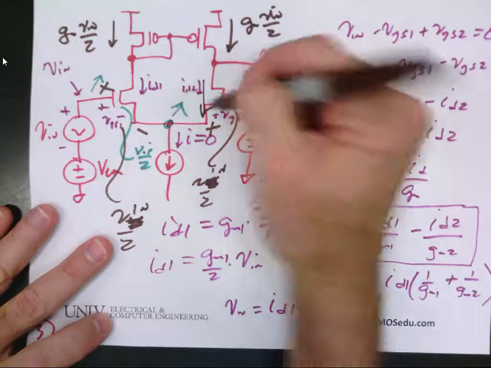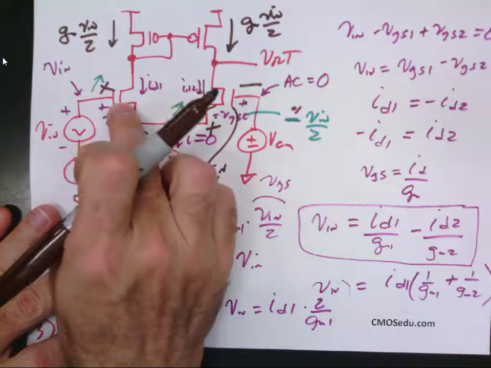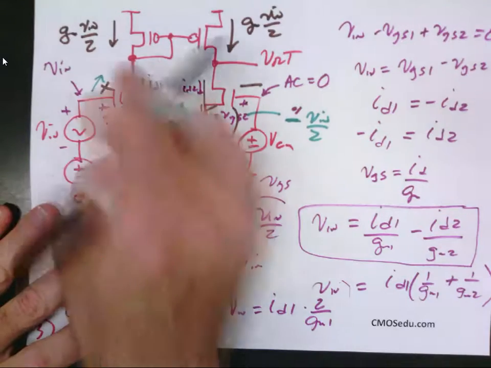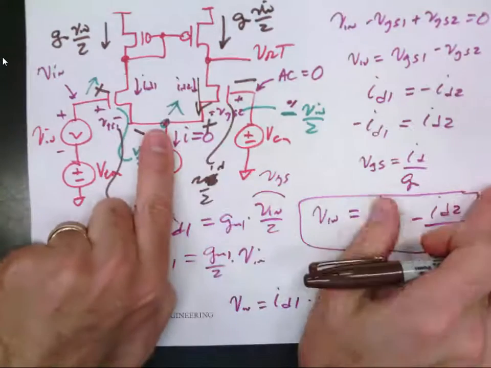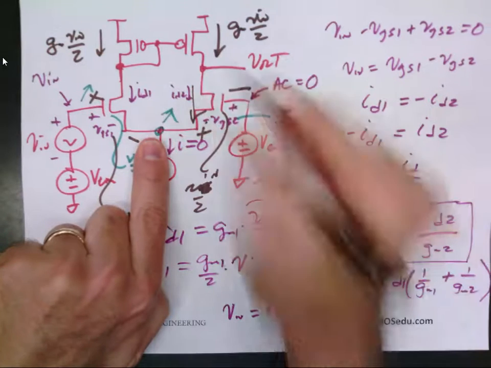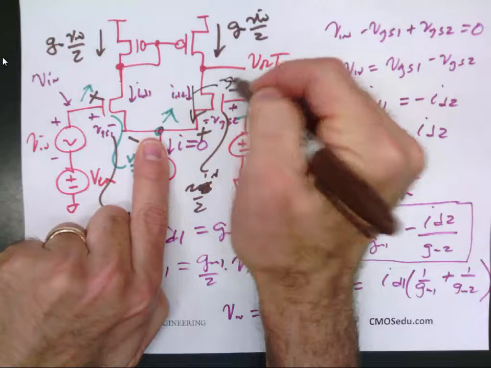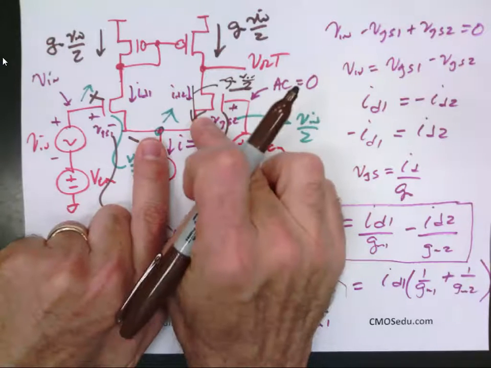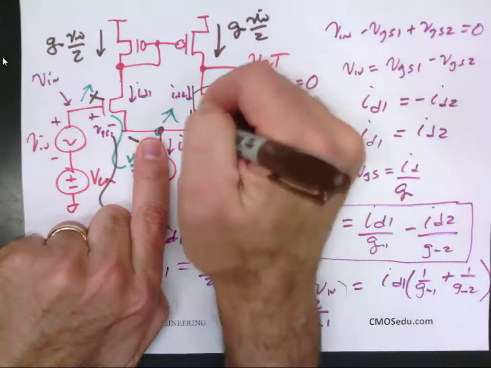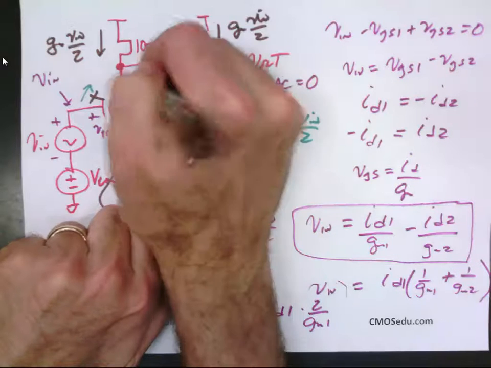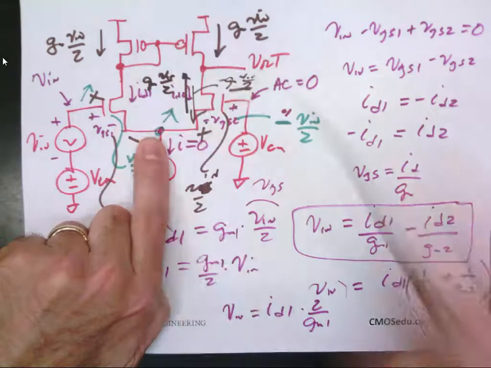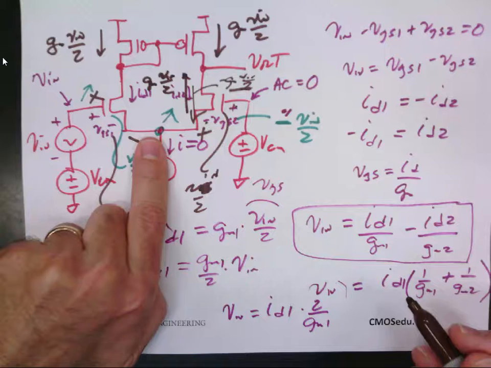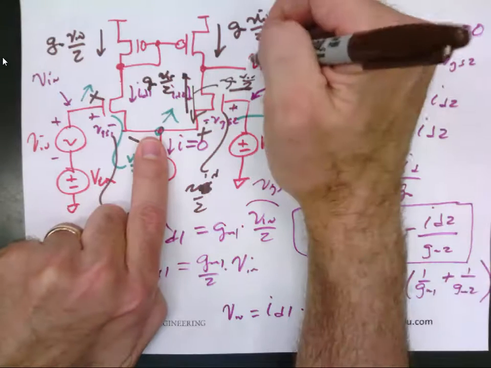What's the current flowing down there? It's got to be equal and opposite to this because there's no current flowing here. So this one is minus Gm Vn over 2 because this VGS is minus Vn over 2. But I could think of it, instead of flowing down, as positive Gm Vn over 2 going up. And yes.